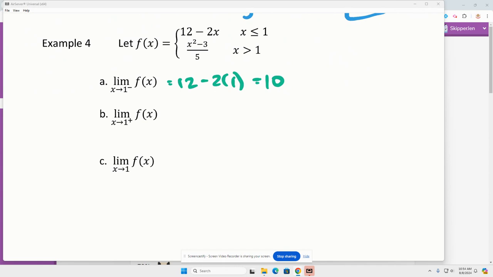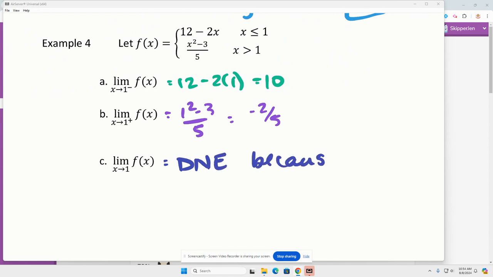All right, for B, we're finding the limit of f of x as x approaches 1 from the right. So we are going to plug it in to the second one. Not because we're evaluating the function, but because we're evaluating the limit. And this is going to be the part of the graph that's on the right side. So it looks like we're going to get negative 2/5. So what do you guys think about the limit of f of x as x approaches 1 from both sides? Does not exist. Good. Why does it not exist?